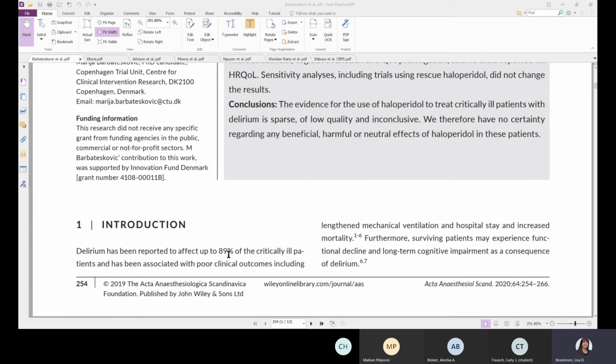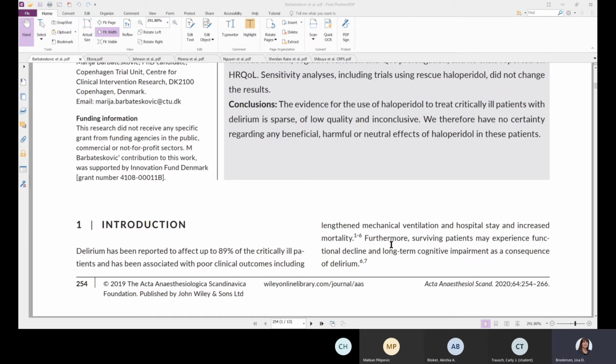how frequently it occurs or how prevalent it is among the critically ill, and consequences associated with poor clinical outcomes, such as lengthened mechanical ventilation and hospital stay and increased mortality. And then you can see they cited 6 sources here, credited 6 sources with the evidence in that one sentence.